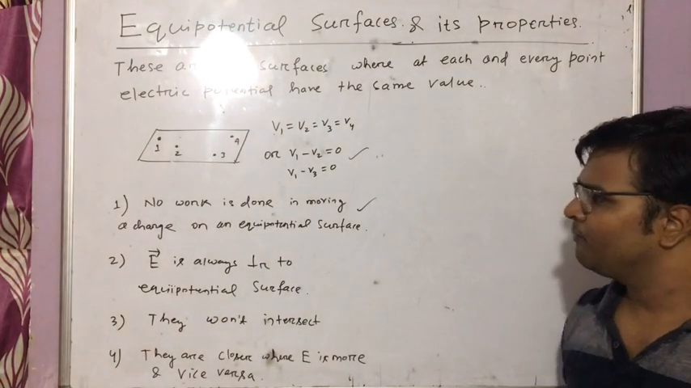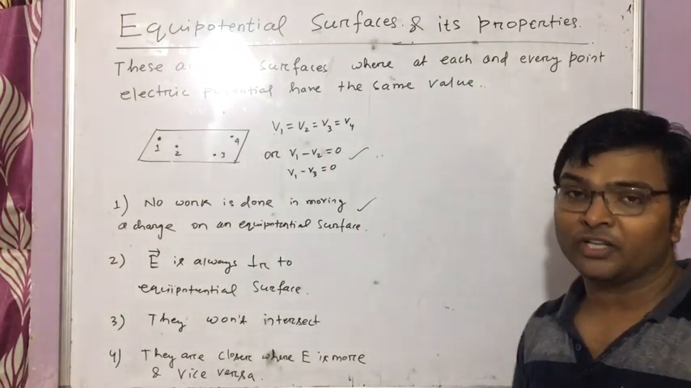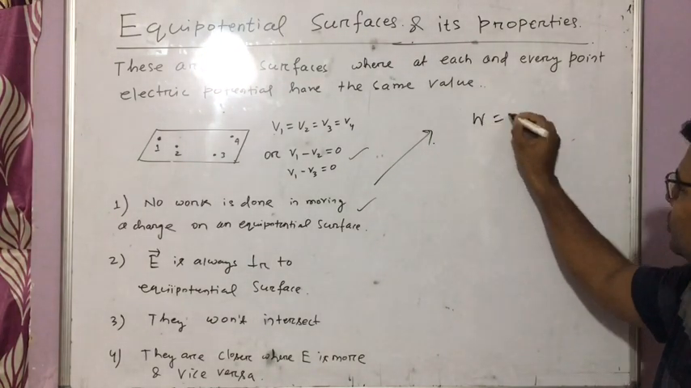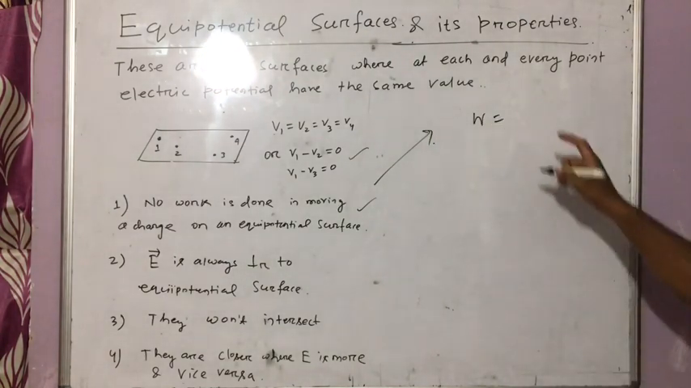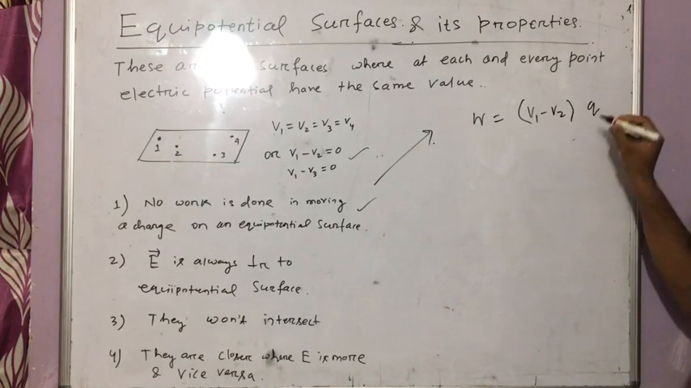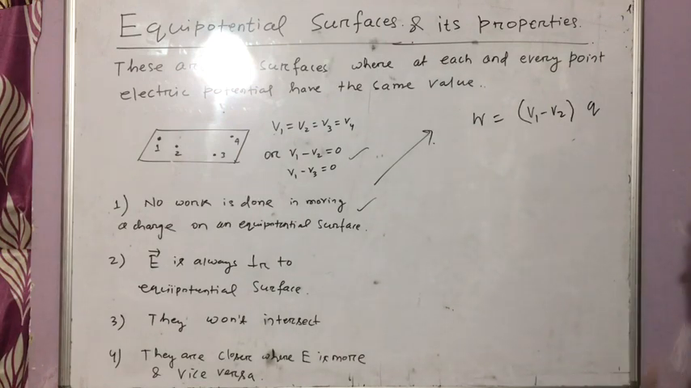Now these are the properties of equipotential surfaces. The first property is that no work is done in moving a charge on an equipotential surface. Why so? Because according to our formula, work done is nothing but the potential difference between these 2 points multiplied with the charge which is taken from one point to the other. Are you getting my point?